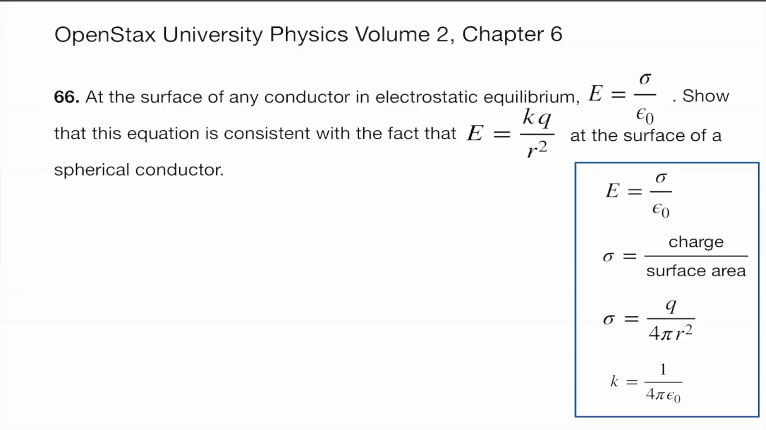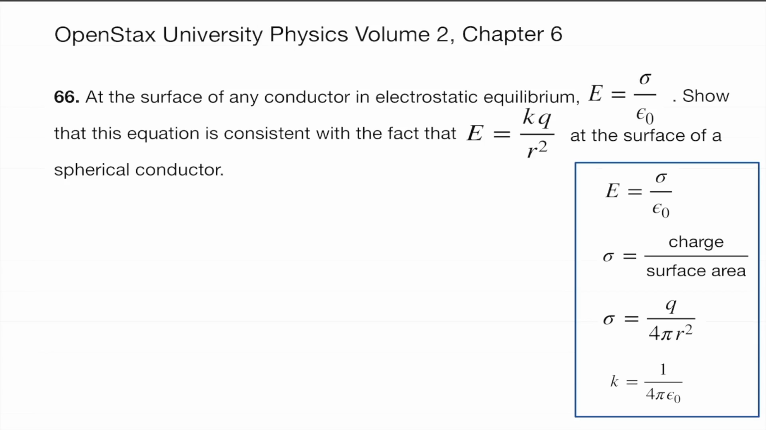Volume 2 by OpenStax. The problem states that at the surface of any conductor in electrostatic equilibrium, the electric field equals sigma over epsilon zero. We need to show that this equation is consistent with the fact that the electric field equals K times Q divided by R squared at the surface of a spherical conductor.